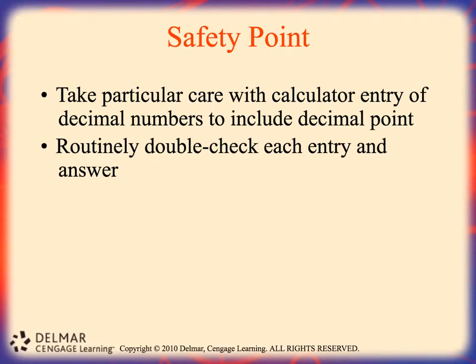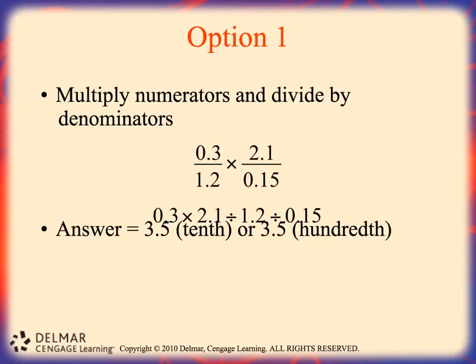Again, you got to make sure that you're entering the decimal points correctly, or your end result's not going to be correct, and you want to double check. Okay, so here is an example of option 1, where you multiply all the numerators as they are, entering the decimal point, and then dividing by your denominators.